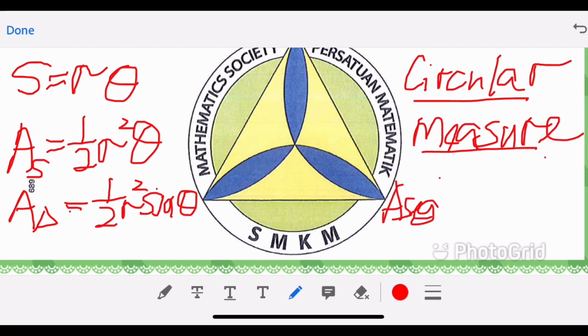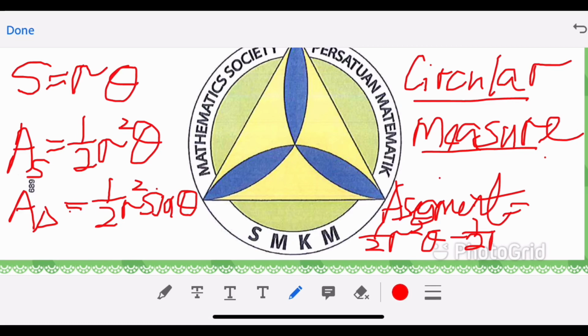Then the area of the segment is the area of the sector minus the area of the triangle. So basically you have three formulas for circular measure. One is arc length, s equals r theta, followed by the area of the sector, half r squared theta, and the area of the triangle, half r squared sine theta. The area of the segment is just the difference between the sector and the triangle.